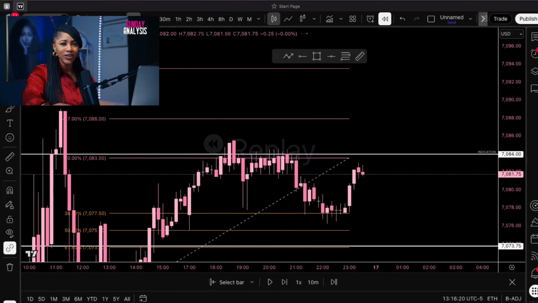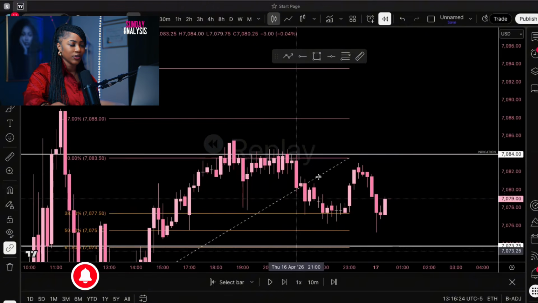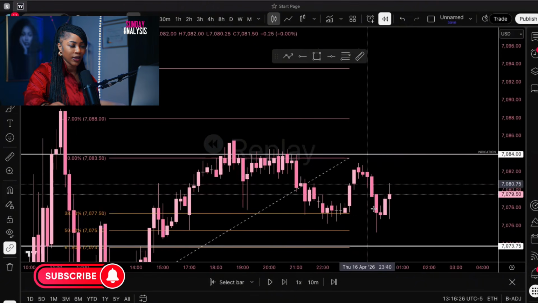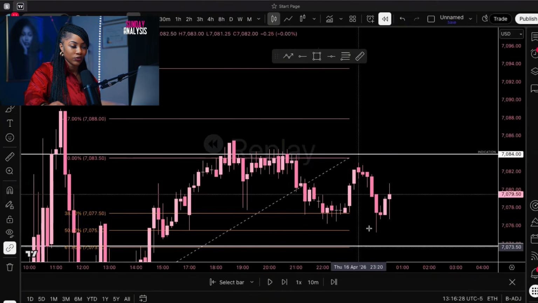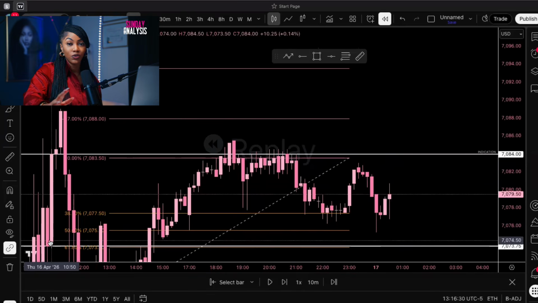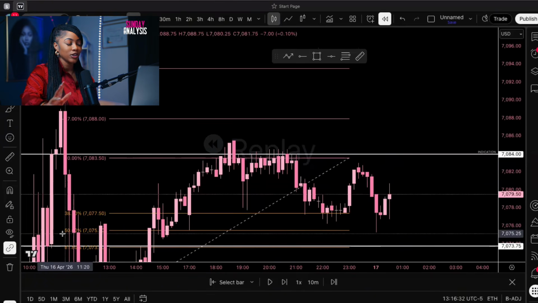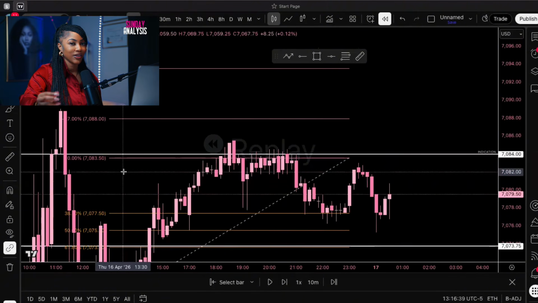So I need more confluence. I need price to show me that it wants to go up. As you can see, price pushed up and it came back down, retesting the 38.2%. But I also see that we wicked to the 50%. So price is pulling back and testing these premium discount levels of the Fibonacci, which means that price is collecting liquidity. I call it collecting the bag, so that is essentially what a correction is: liquidity.